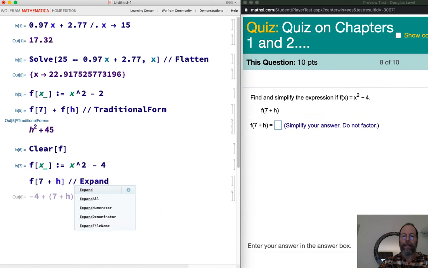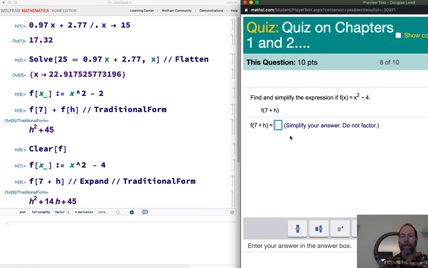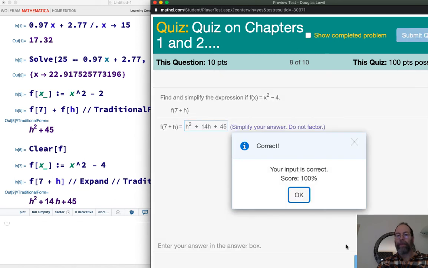Let's expand it. Traditional form. So that's going to be h squared plus 14h plus 45. So again, I'm using Mathematica to make things go a little bit faster. Okay. Your input is correct, right? Okay.